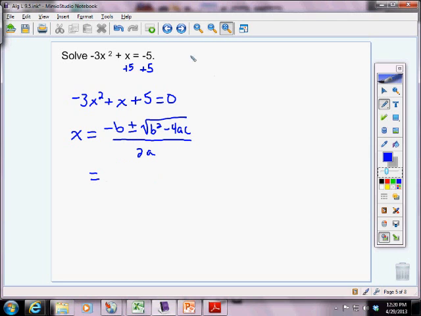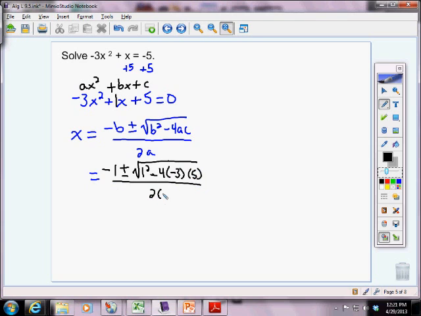So now you just have to plug things in. ax squared plus bx plus c. So if you need to, put a 1 in here in front of x. Opposite of b, so opposite of 1, plus or minus the square root of 1 squared minus 4 times my a, which is a negative 3, times c, which is 5, all divided by 2 times a, which is a negative 3.